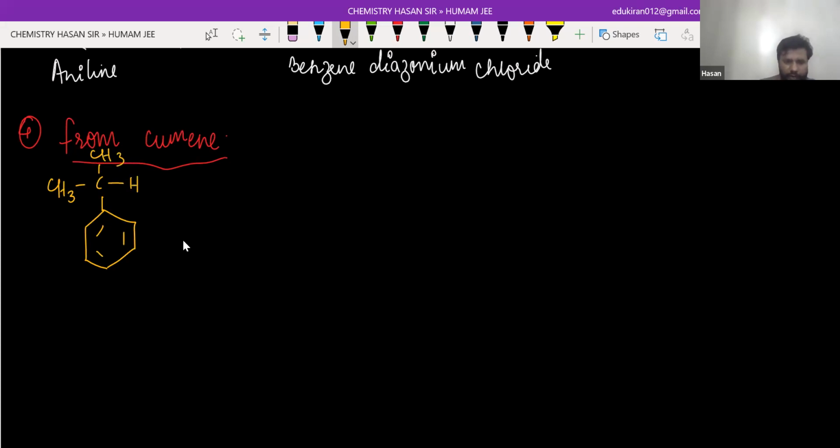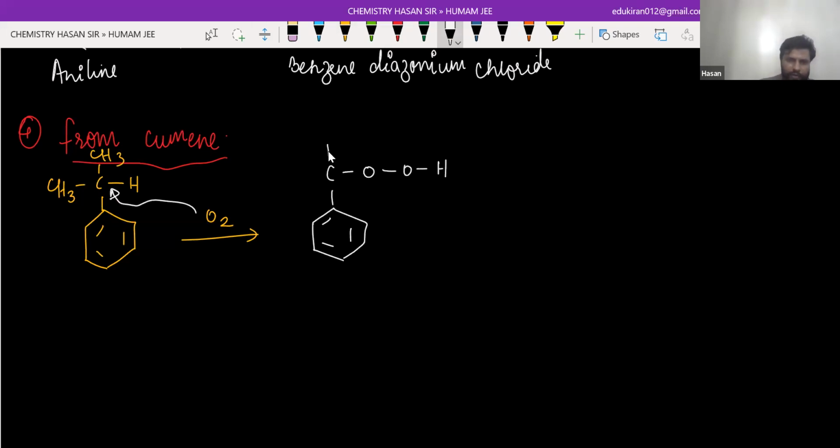First, you are going to react this with oxygen, oxidize this. So this oxygen will go in between carbon and hydrogen and form peroxide like this, COOH. This is your peroxide, and this has a name, cumene hydroperoxide.